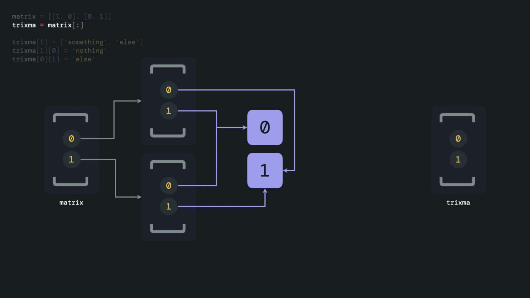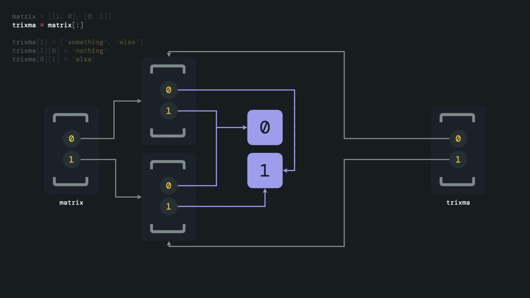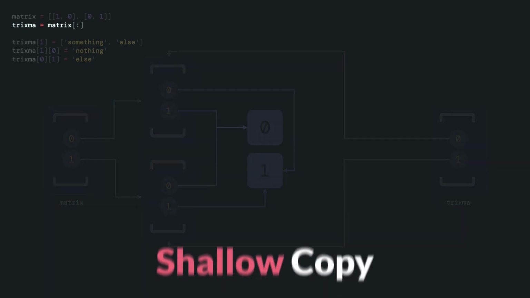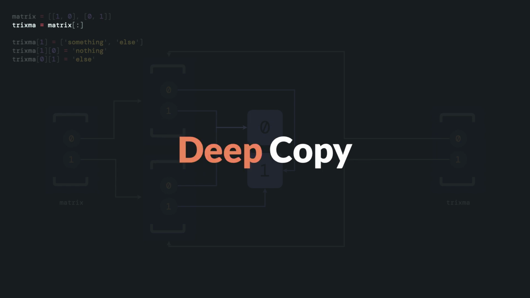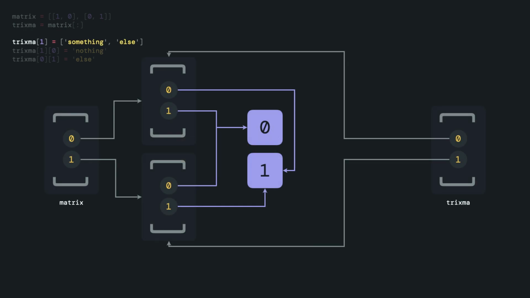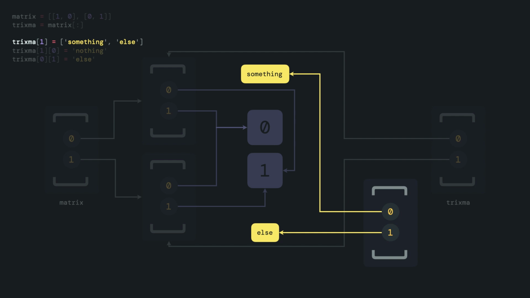When we slice matrix in this way and assign it to trixmo, trixmo is going to get a new list, but the children are going to point to the same objects. This is called a shallow copy. If you wanted to recursively copy all the children, you need to do a deep copy using the built-in module deepcopy. This line demands creation of a new list and new children as well.